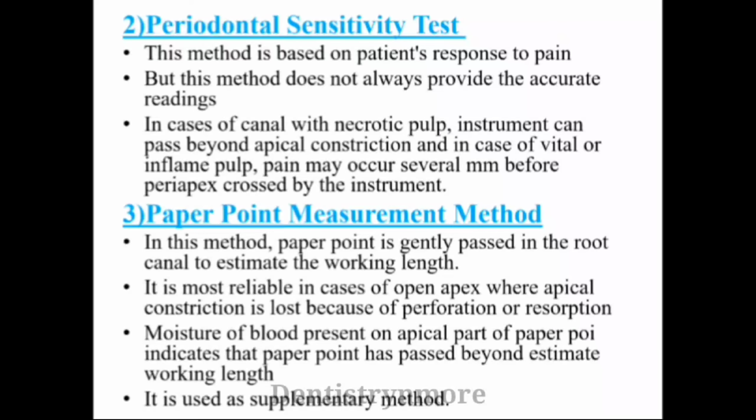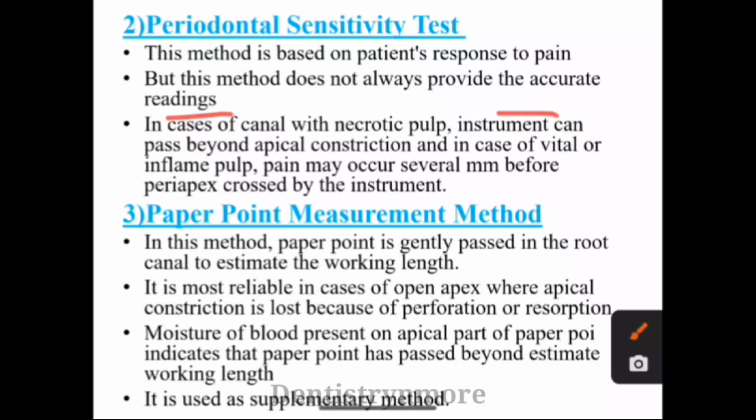Next one is the periodontal sensitivity test. It is commonly used when the patient responds to pain. This is not always used as it does not provide an accurate reading. In case of necrotic pulp, the instruments can pass through the apical constriction, and in case of vital or inflamed pulp, the pain may occur several mm before the periapex is crossed by the instrument.